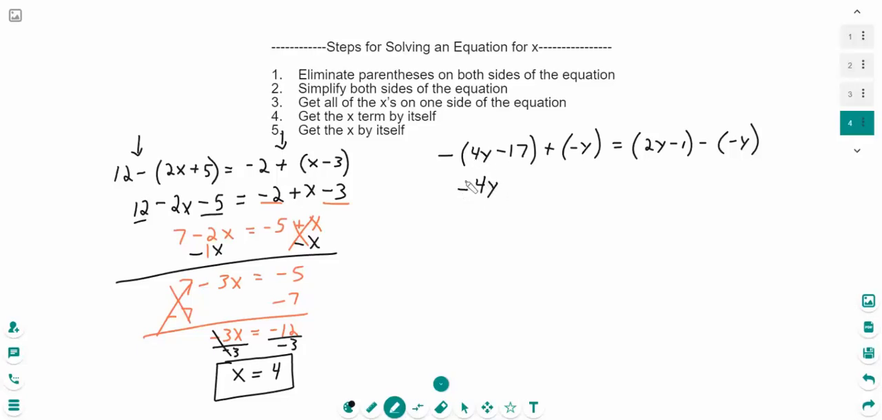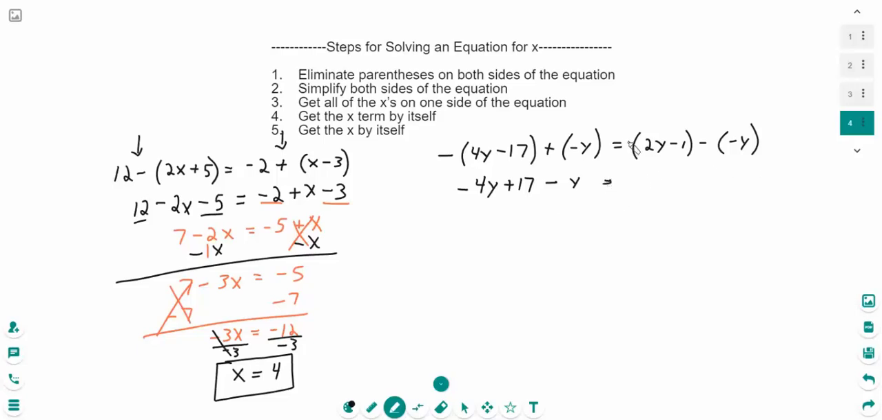So we have a positive 4y, negative 4y. Negative 17 becomes a positive 17. All right. Then we have our plus sign. And since this is a plus outside of a parenthesis, we don't need to do anything. We can just drop the parentheses. And you might notice that if I drop them, I end up with a plus minus y, right? Which isn't the best way to write that. A plus minus, well, that's just going to be a minus, right? So we have a minus y equals.